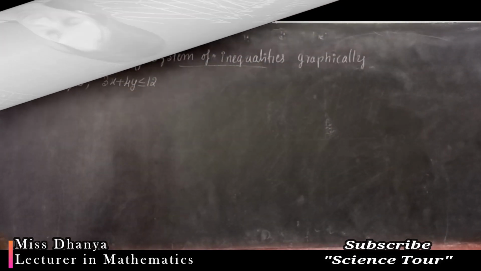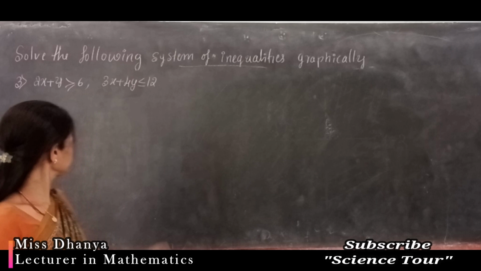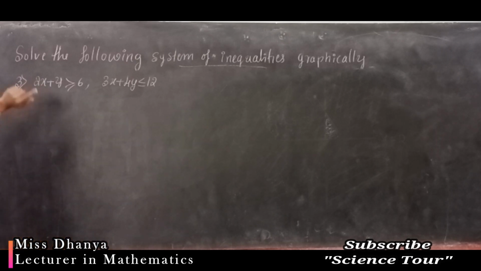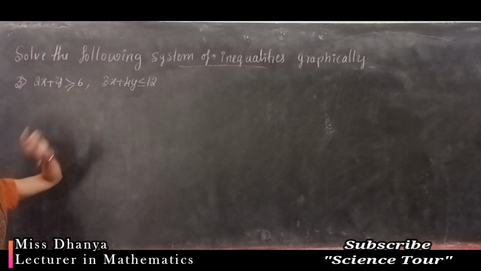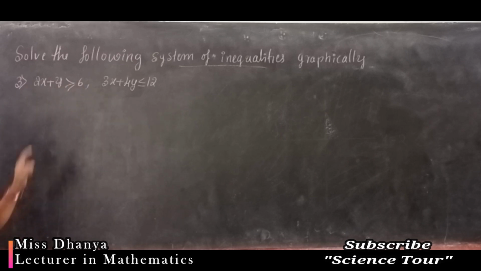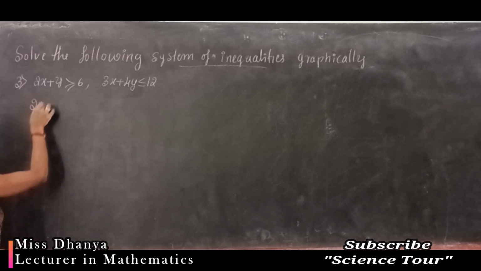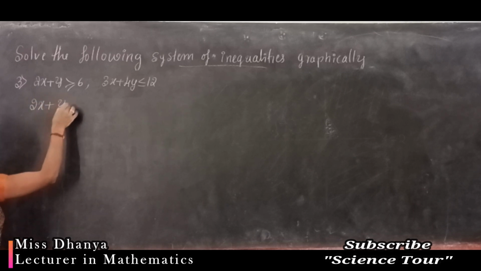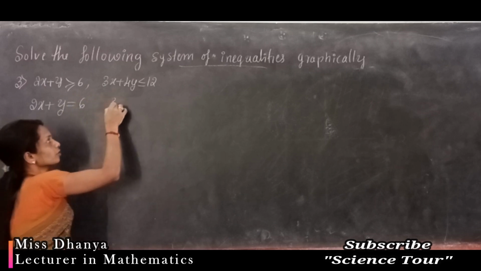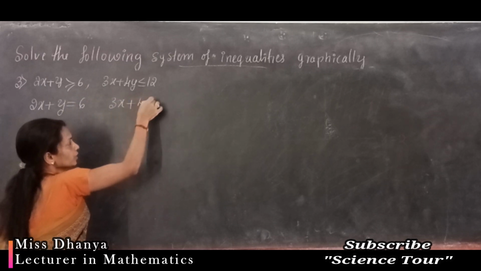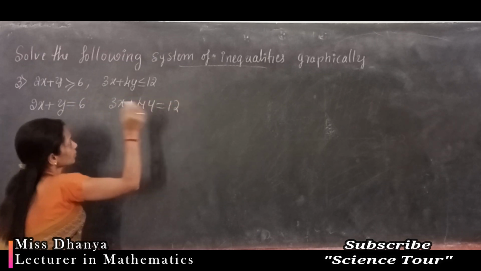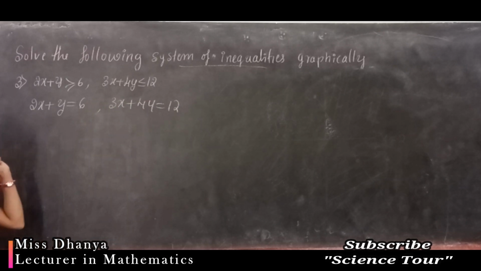Okay. Next problem is 2x plus y greater than or equal to 6, 3x plus 4y less than or equal to 12. You have to replace each inequality symbol by the equal to symbol. So then you will get the lines 2x plus y is equal to 6, and 3x plus 4y is equal to 12. After that you have to draw the graph of these two lines in the same Cartesian plane.